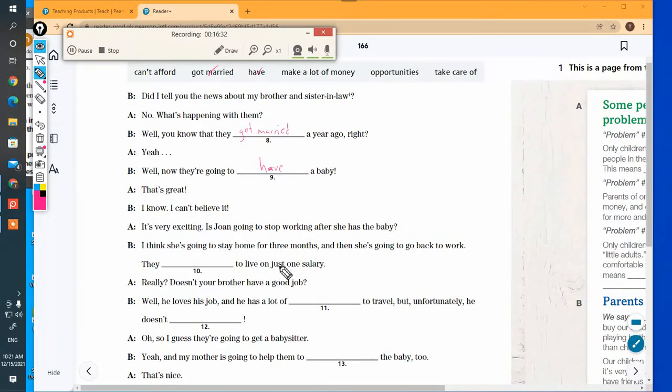To live on just one salary, they can't afford. When we're talking about money, if you cannot pay for it, you can't afford it.